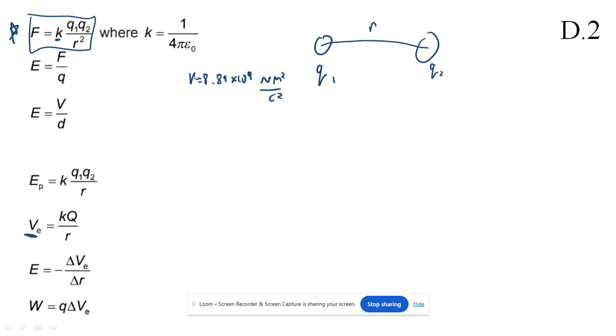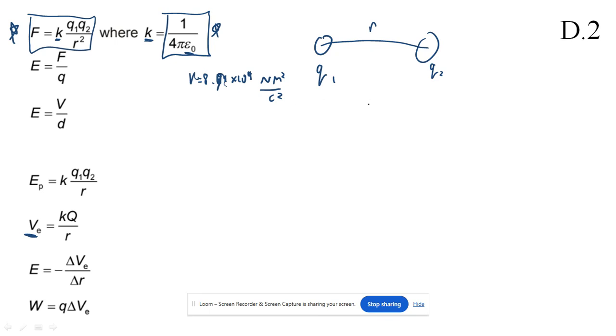Let me make sure I'm not writing the wrong number down there. Oh, 8.99, sorry. I knew it was really close to 8.99 times 10 to the ninth Newton meters squared per Coulomb squared. But just keep in mind that k is something we do for high school students because we think they can't understand the permittivity of free space. So epsilon naught is 8.85 times 10 to the minus 12th or something like that.